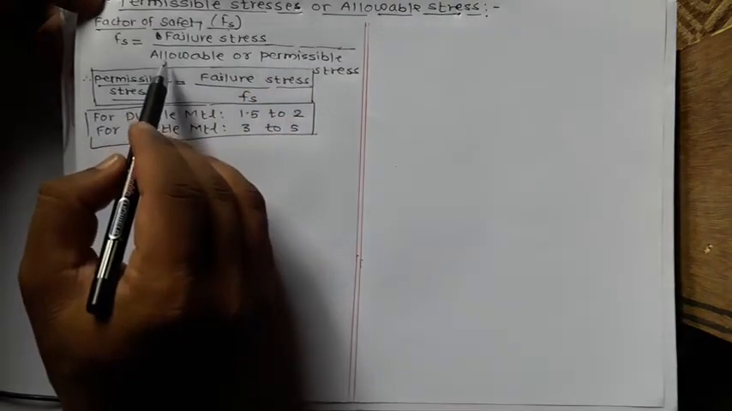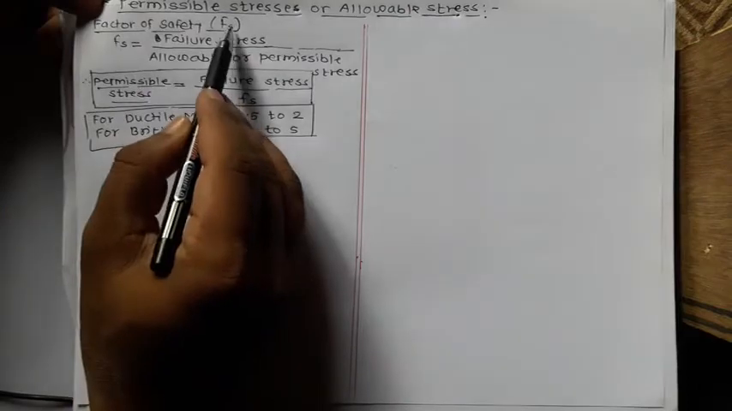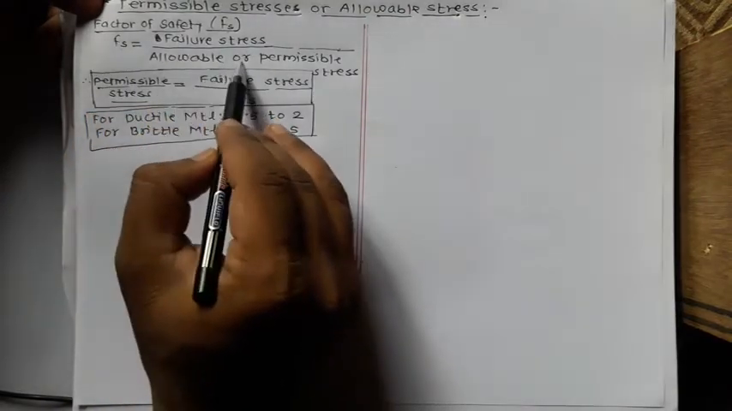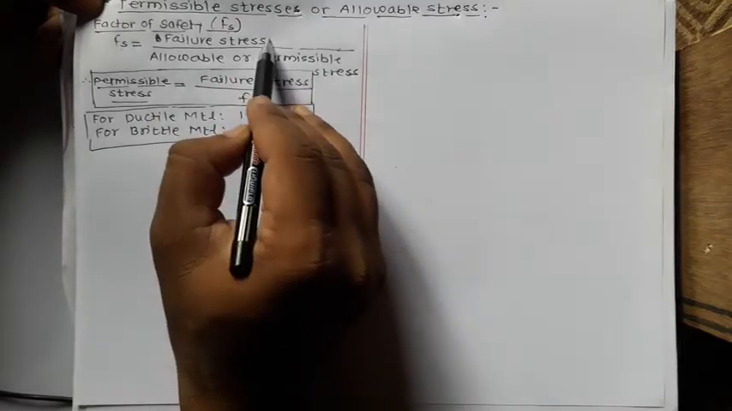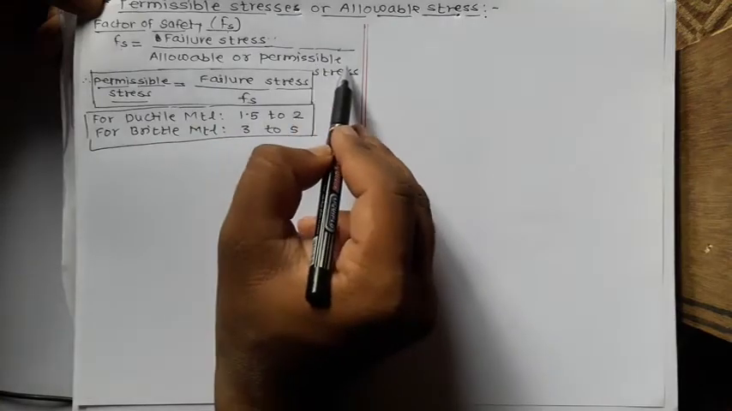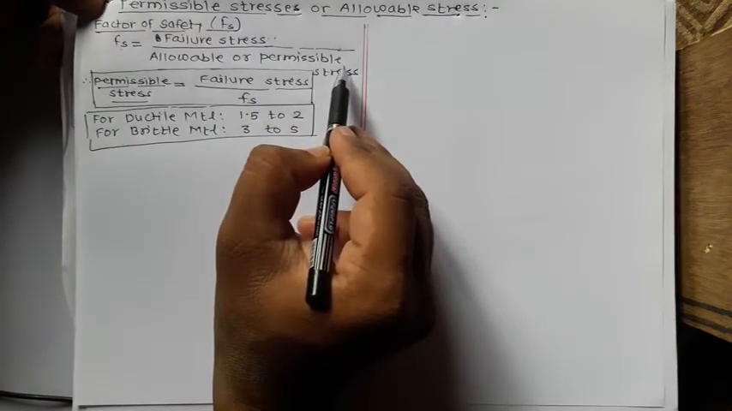So before that, you might have studied the factor of safety concept, FS. FS is the ratio of failure stress to the allowable stress or permissible stress. Failure stress is also called maximum stress, and allowable stress or permissible stress is also called design stress or working stress.